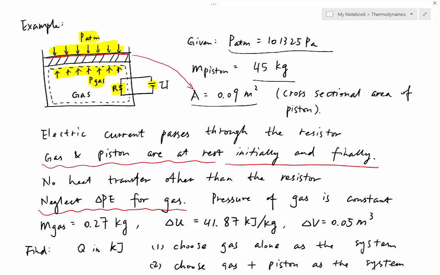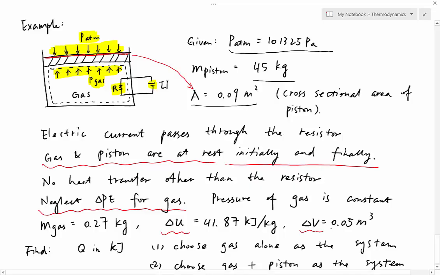Mass of the gas is given, 0.27 kilogram. Delta u, change of specific internal energy of the gas, is given, 41.87 kilojoules per kilogram. And then last one, delta V, the change of the volume of the gas is 0.05 meter cubed. Because the gas will expand, so if the gas expands, the volume is going to increase. By how much? It's given, 0.05 meter cubed.